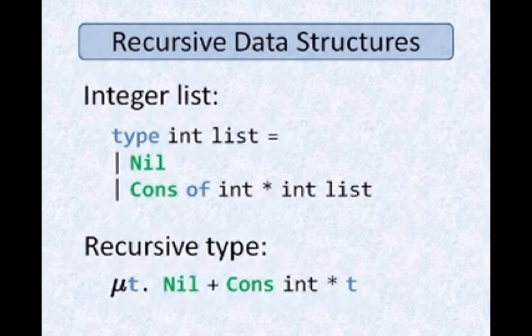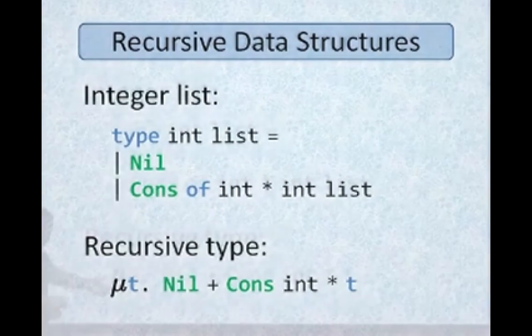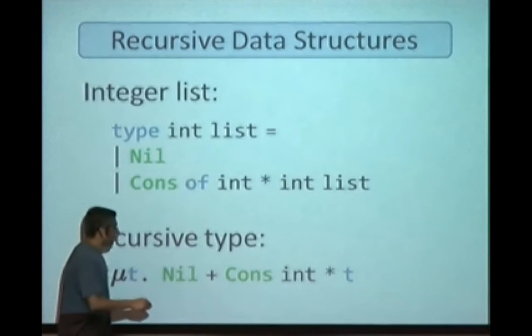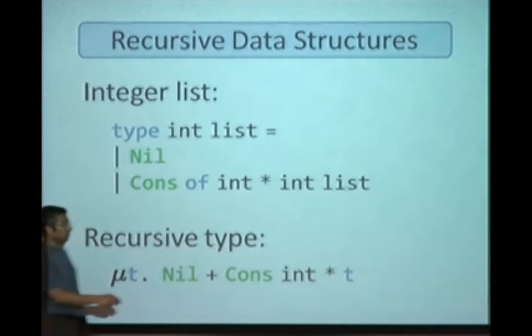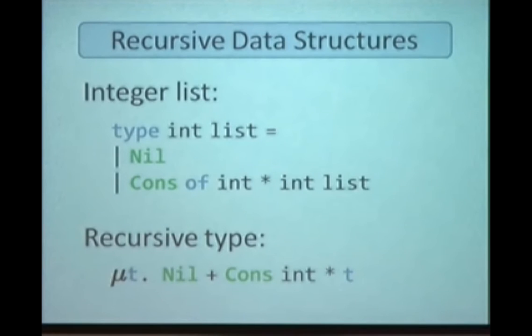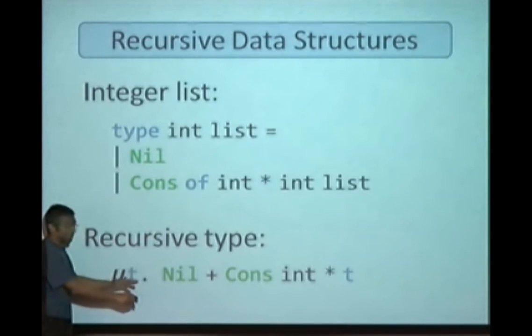Okay, so now really the way these types are written is like so. It's a mu t, nil plus cons of int times t. So if you're familiar with this notation, great. If you're not, I apologize. What can I say? Mu t, nil plus cons of int times t. This is a fixed point.